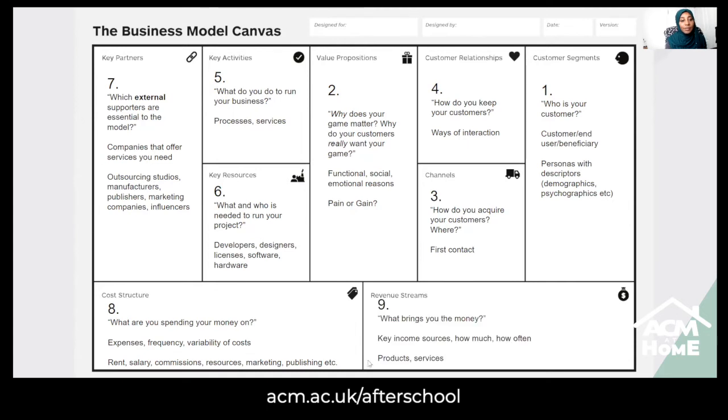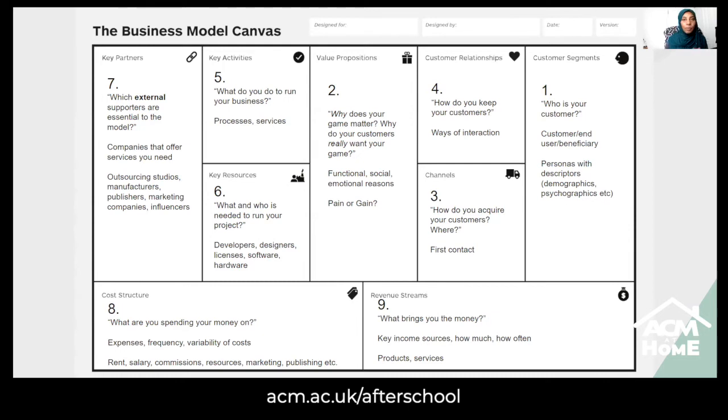Now that we have that, we need to calculate what brings us the money, right? So this final box is about revenue streams. How do we gain the money? How do we balance this model? And then you list basically the key income sources, how much you get and how often you get this income and this revenue stream.